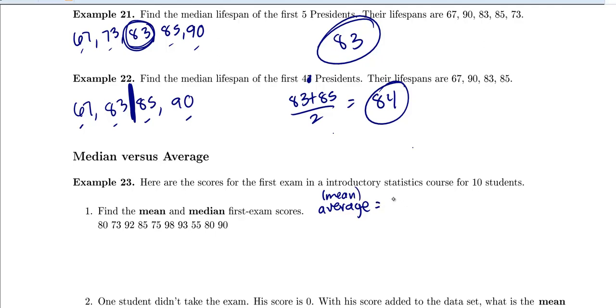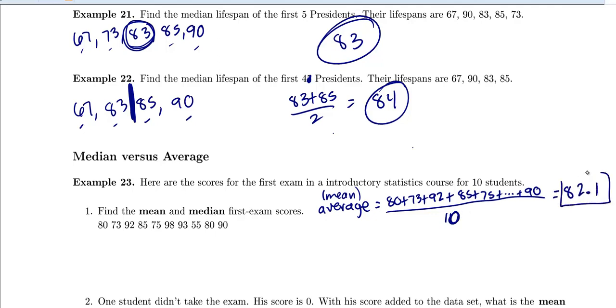So for the average, we're just going to add up all of our scores. So 80 plus 73 plus 92 plus 85 plus 75 plus all the way up to the last one, which is 90. And then I divide by how many we have. Sorry, we have 10 of them. And that gives me 82.1. So that's my mean, or the average.